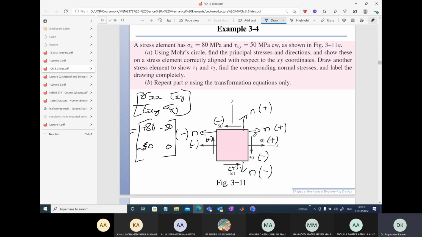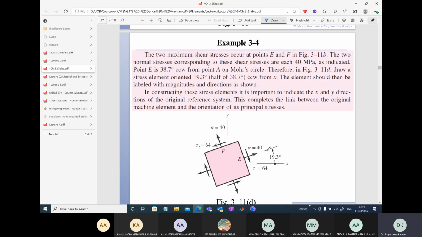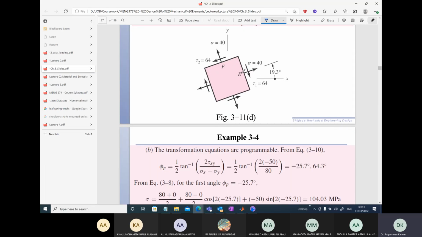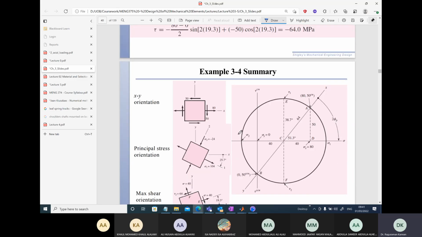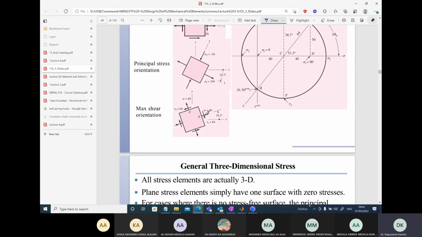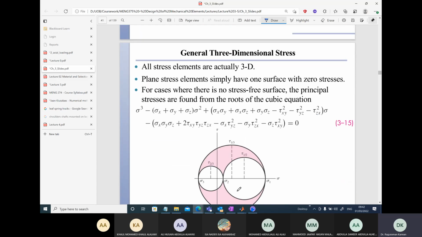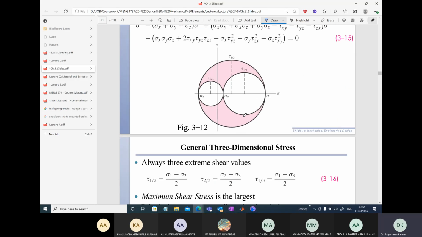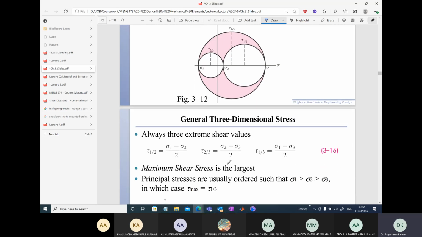This has taken quite a long time to solve and show how the problem is solved. So you can go through the problem here and see how the stress elements are calculated and drawn. Okay, so I'm going to skip all these and go directly to the general 3D type problem. We have already seen how to solve it using MATLAB. You will have a cubic equation like this and you have to solve it, and then figure out the maximum shear stress direction by drawing Mohr circles.